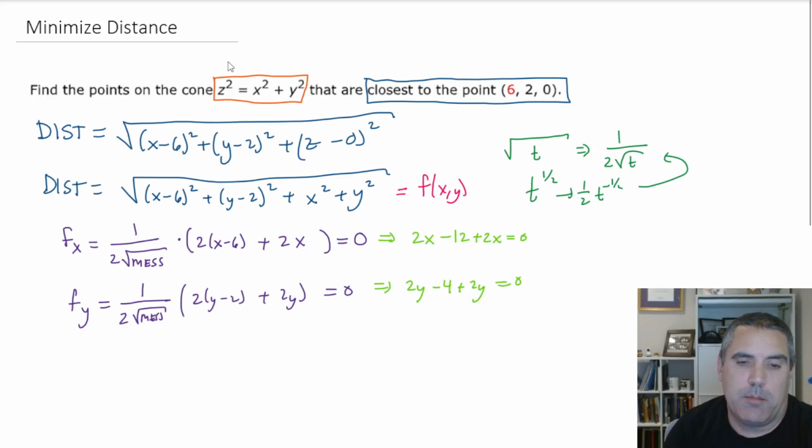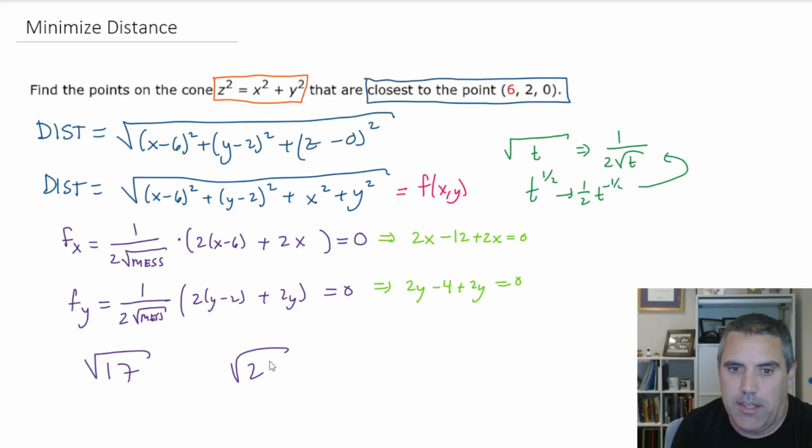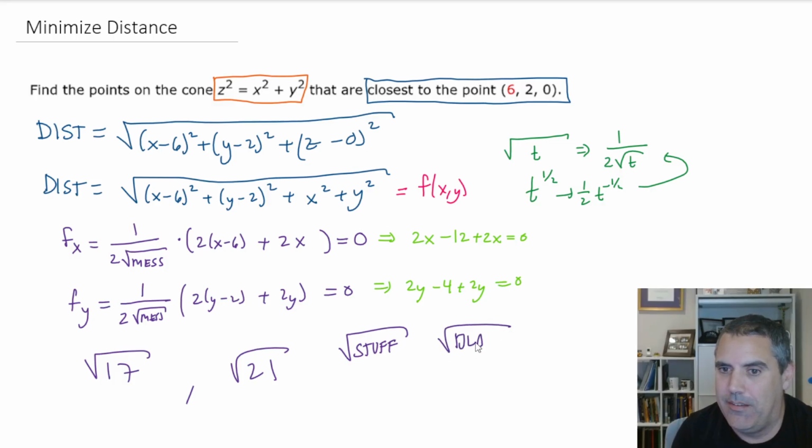Now, there is something I can say about square roots in general, which is that I know without actually looking at my calculator which one of these two numbers is bigger. How do I know that? Because I know the square root of 21 is bigger. How do I know that? The square root is an increasing function. So if I have square root of stuff, and I have square root of blah, and I know that stuff is smaller than blah, then I know the square root is also smaller.